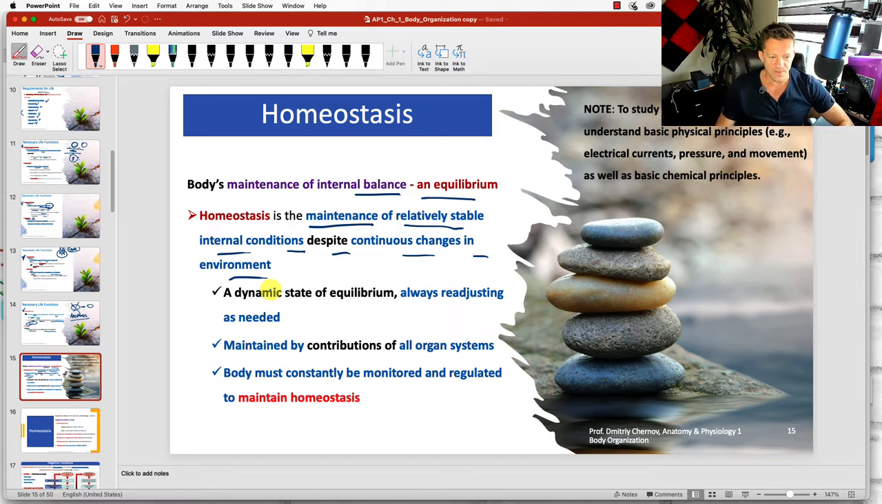So that's the responsiveness. However, we're going to use one classical example that relates to homeostasis. There's actually two classical examples. So a dynamic state of equilibrium, always readjusting as needed. Regulation of temperature, regulation of blood glucose. If it's too loud outside, what will your response be? You will use your limbs and you will cover your ears. So it's a responsive action. If it's a flash, if it's too bright, your response would be to close your eyes. So that's the response to a stimulus.